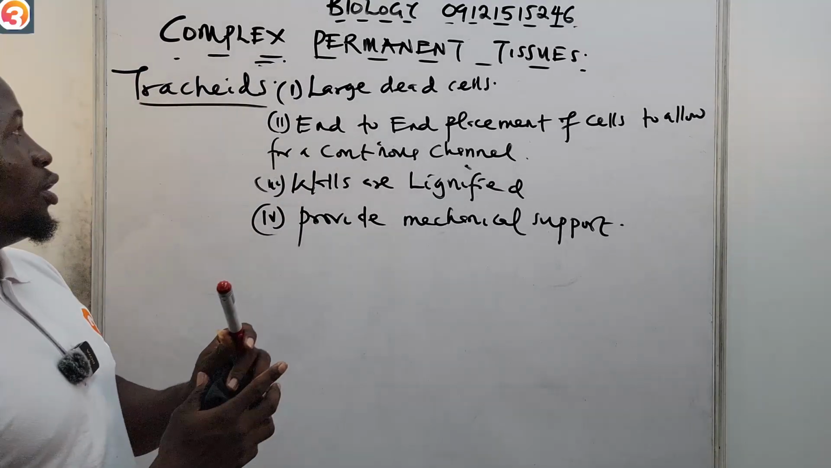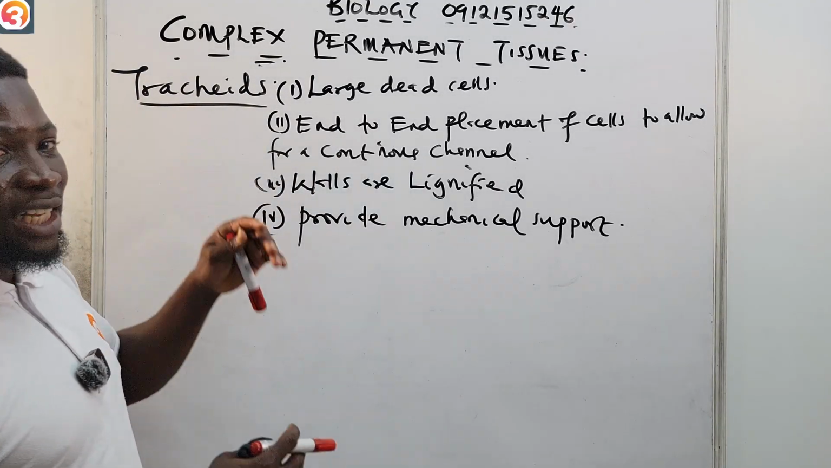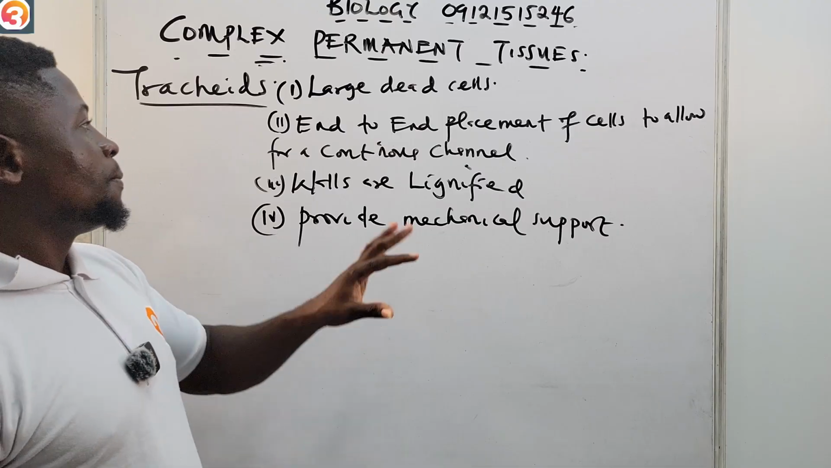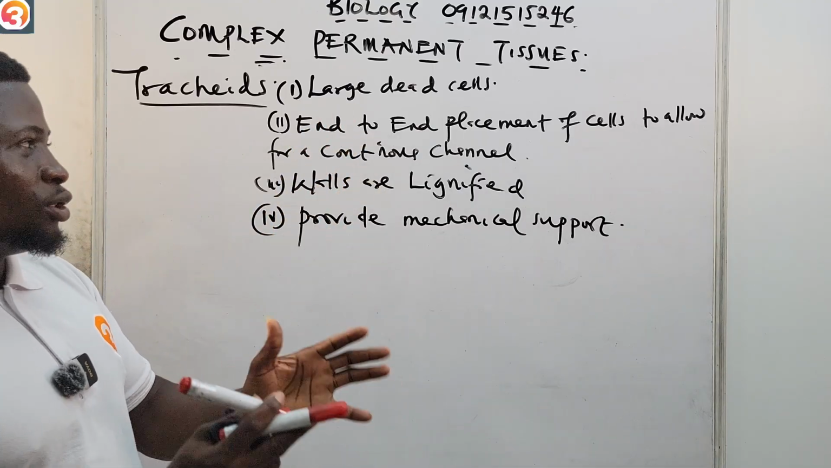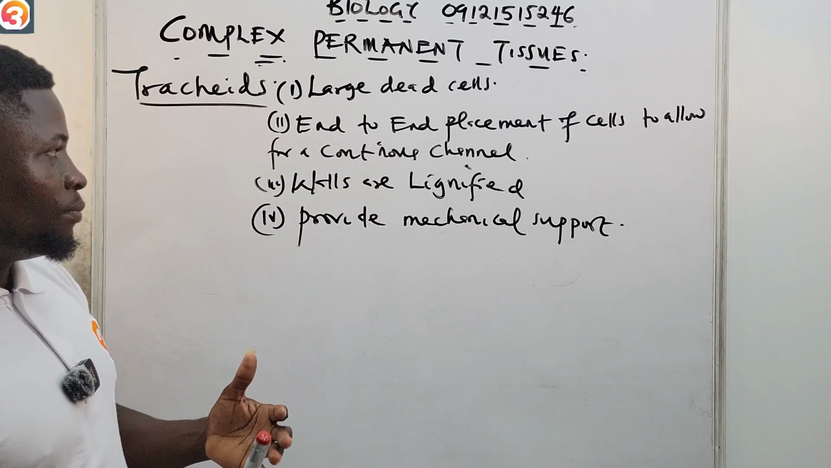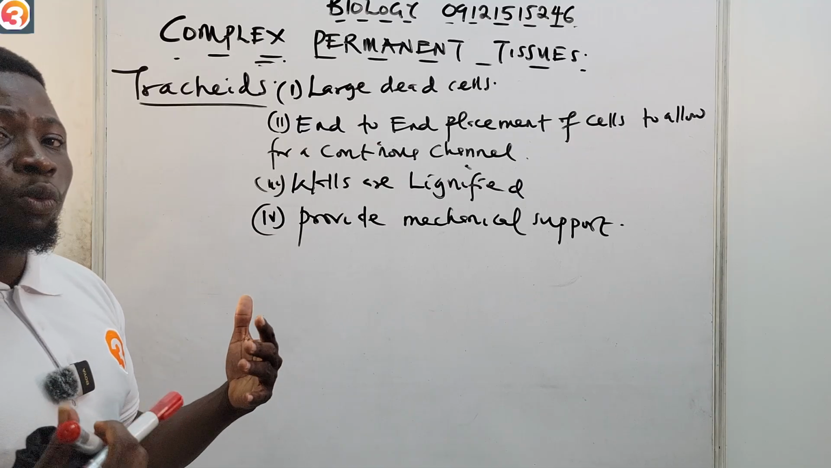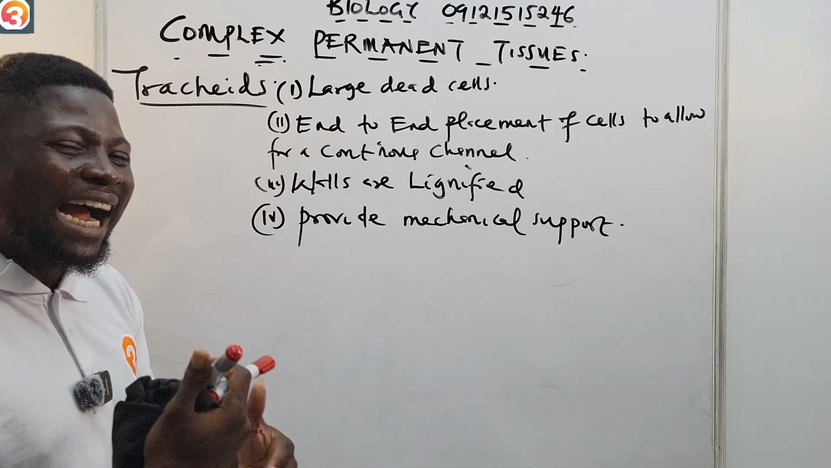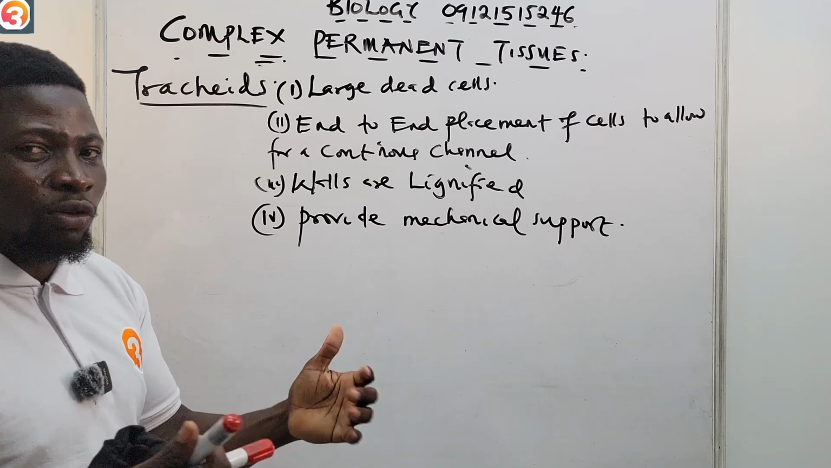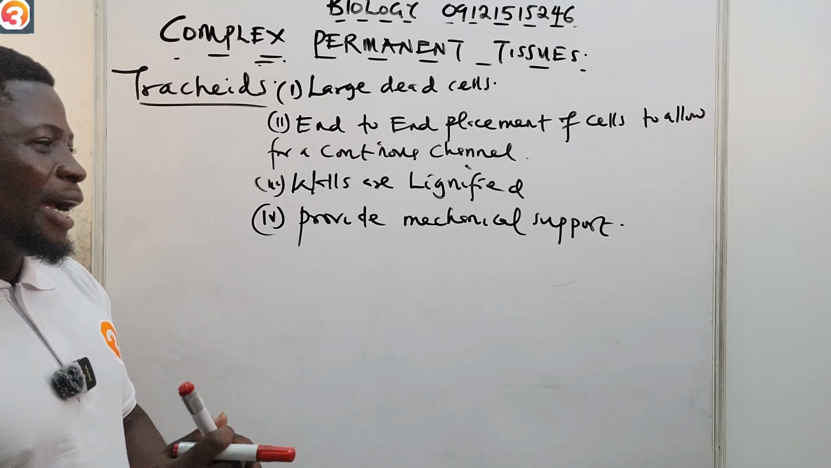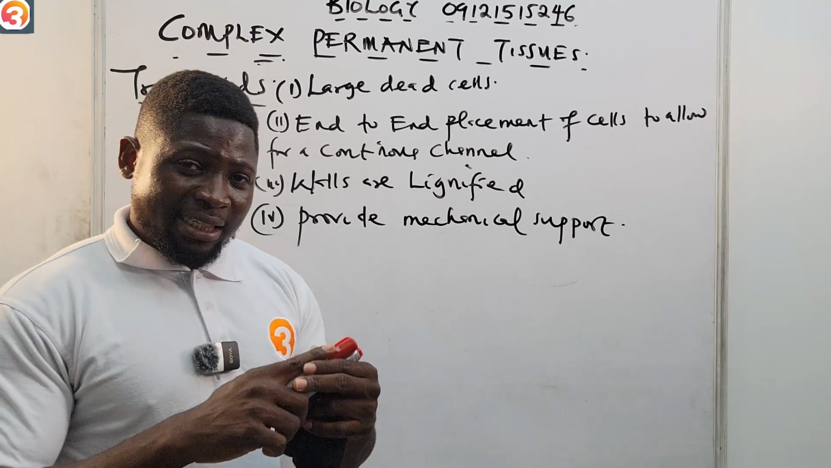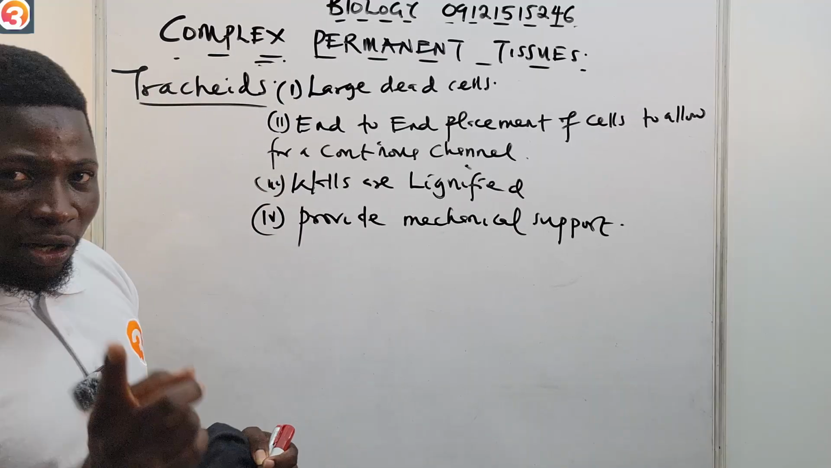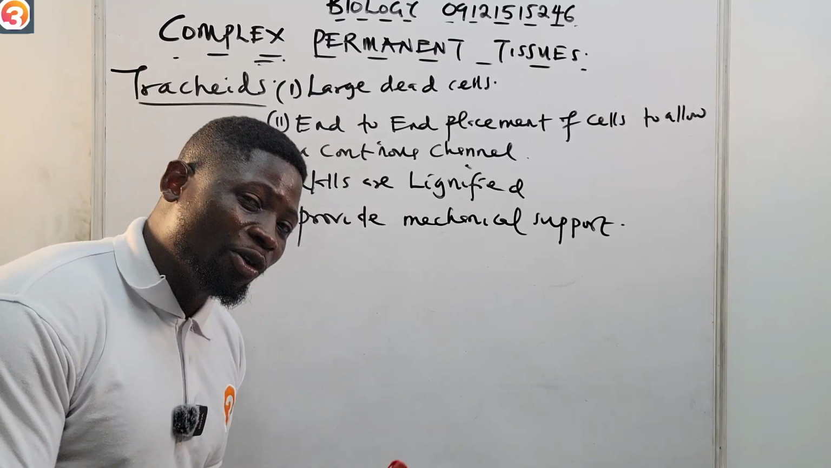All right, so these are the components of the xylem we are discussing. Number 1, the tracheids. We say they have large dead cells. They have end-to-end placement of cells to allow for a continuous channel. Their walls are lignified and thickened to prevent collapse under the tension of water. Then of course they provide mechanical support. Then what is the second component we talked about? We have the tracheids. Then we have the vessels.